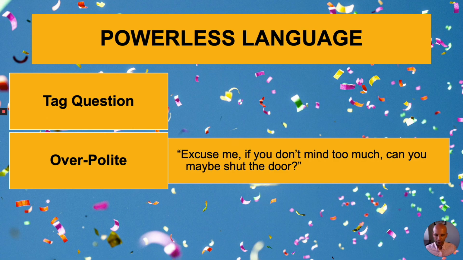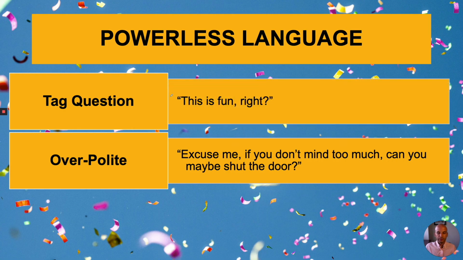Then we have the tag question. A tag question is a question that you tag at the end of a sentence that should be declarative. Something like, this is fun, right? Or we should do this, right? We're doing this, okay? Is that okay? is also a tag question. So get rid of tag questions. This is fun. And if they disagree, they can say they disagree. Or if they agree, they can say, yeah, it is fun. When you're trying to speak powerfully, get rid of the tag questions.